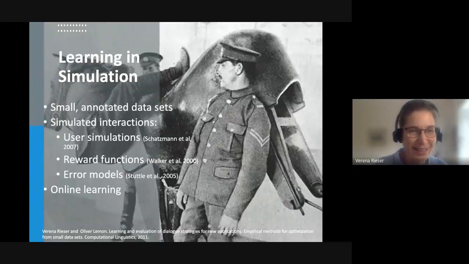So the workaround we came up with was that we actually simulated environments. So the idea is that your system isn't good enough yet to test it with real users. So we bootstrap simulated users from small annotated data sets, and then we add some smoothing and some noise to it to make the user simulation useful to explore a larger state action space.